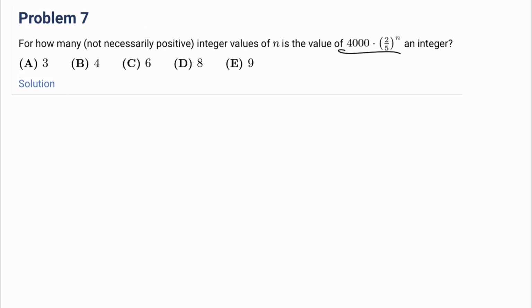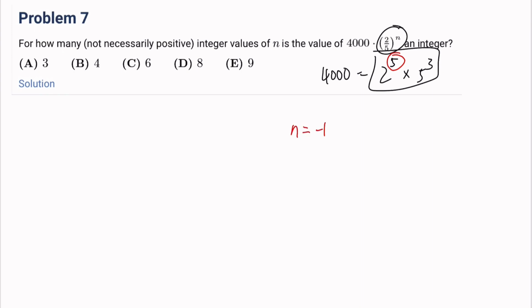Okay, so to do this, first we will dissect 4,000. 4,000 equals 2 to the 5th power times 5 to the 3rd power, right? And then this times 2 over 5 to the nth power. But then they don't have to be positive, right? So if we were trying to get rid of the 2's here, then n can be -1, -2, -3, -4, or -5, up to -5, right? Because after that, it would not be an integer.